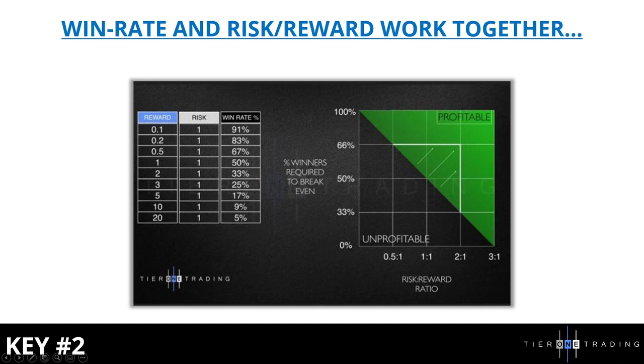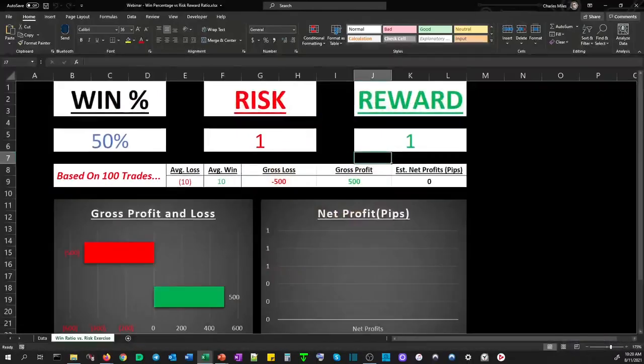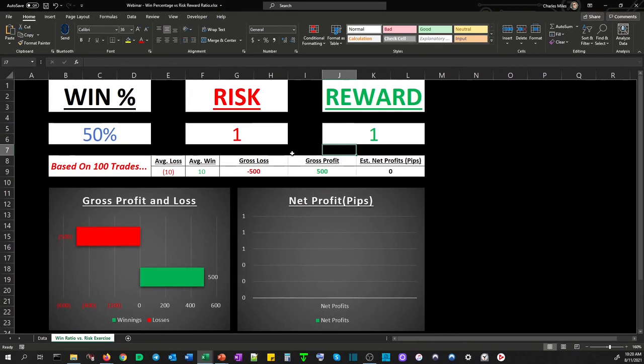Let's move on. I'm going to go to a spreadsheet. This is a spreadsheet I created just for the purpose of showing you guys how this works. You zoom out a bit, see everything. Now, over here, we have the win percentage. That's our win rate. Then we have risk reward numbers here, 1-to-1 right now. Now, we're basing this on 100 trades.